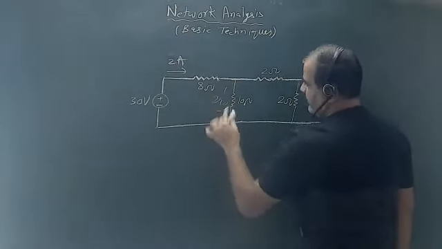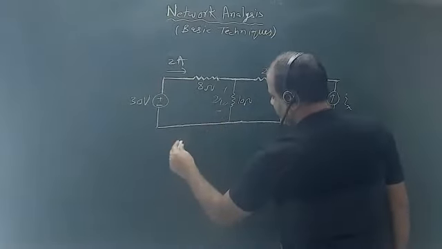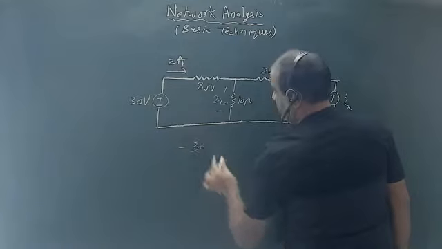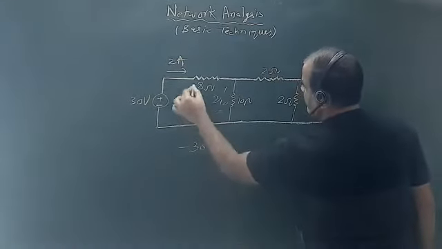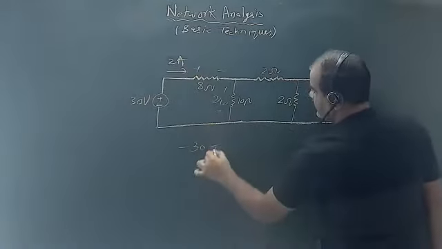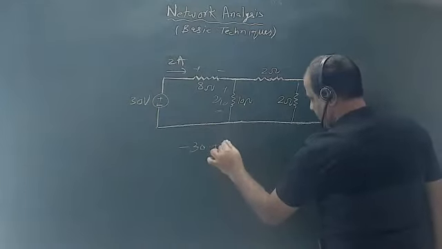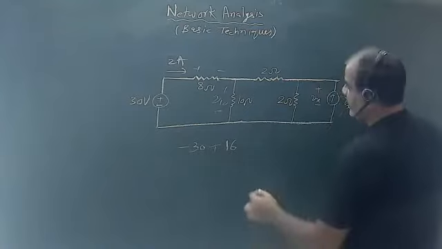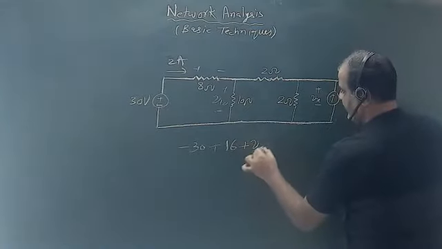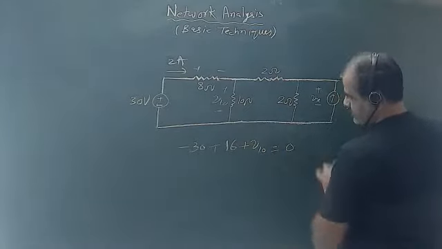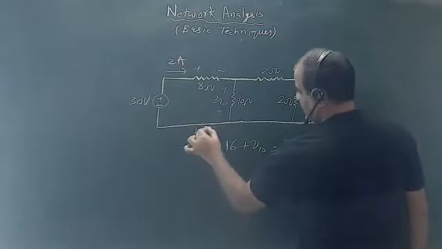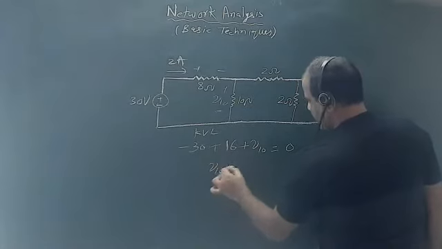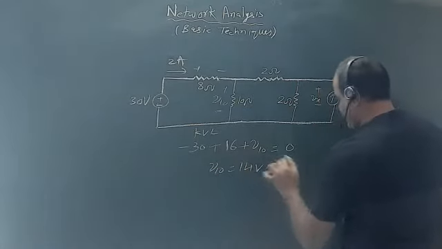Okay, this is V10. So if I apply KVL, so KVL means this minus 30, okay, and this is plus minus, so plus 16, okay, plus V10 is equal to 0. This is KVL in loop first. So this will give me V10 is equal to 14 volts.